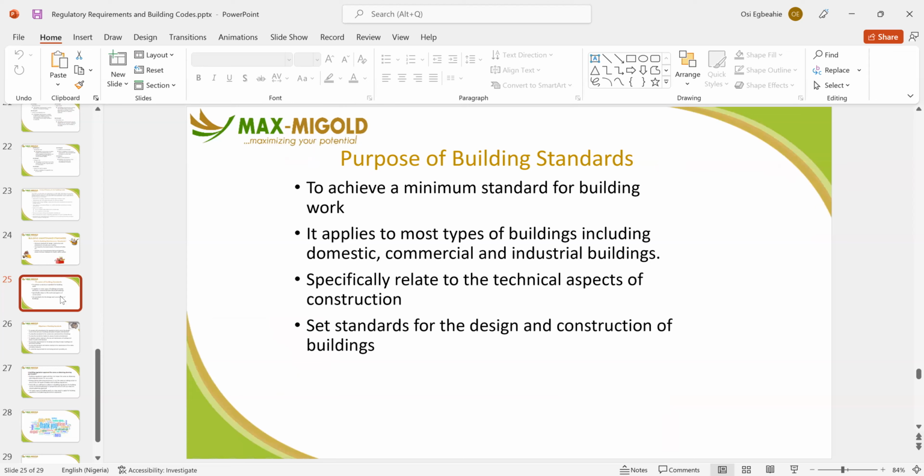Purpose for building standard: to achieve a minimum standard for building work, that whatever work is being carried out in the building, the minimum standard needs to be done, needs to be maintained. It applies to most types of building, including domestic, commercial, and industrial buildings, especially related to the technical aspect of the building, the set of standards for the design and construction of buildings.